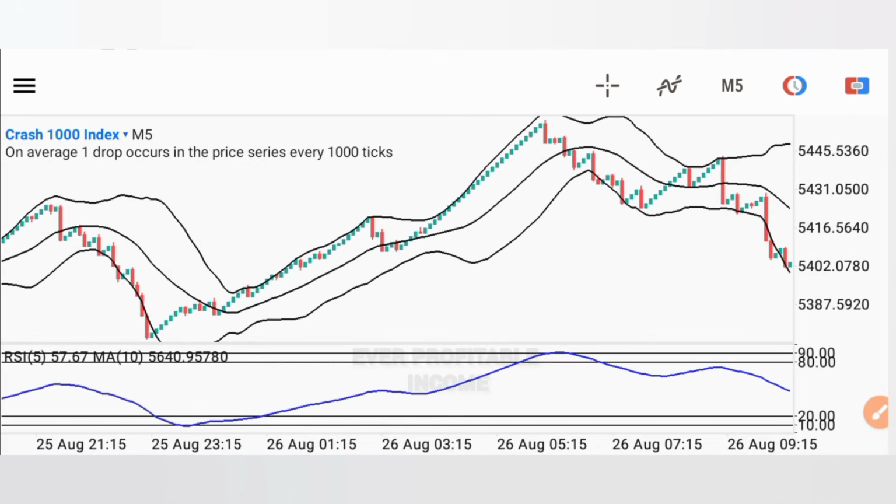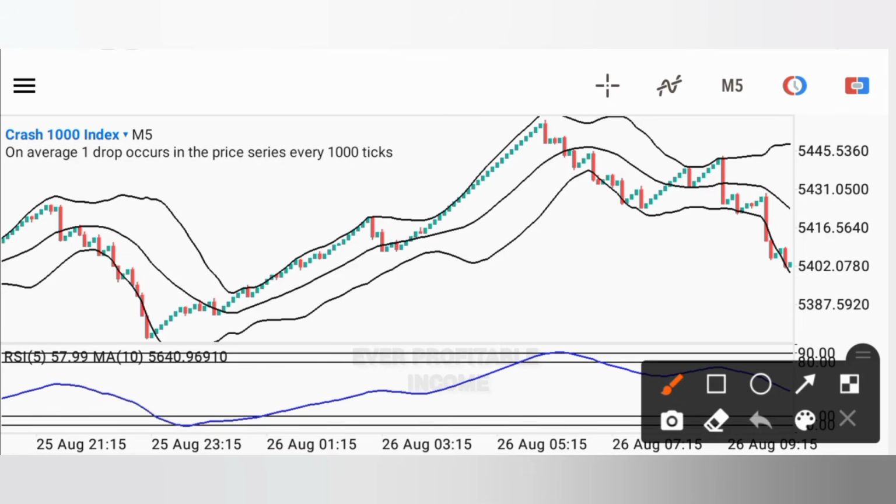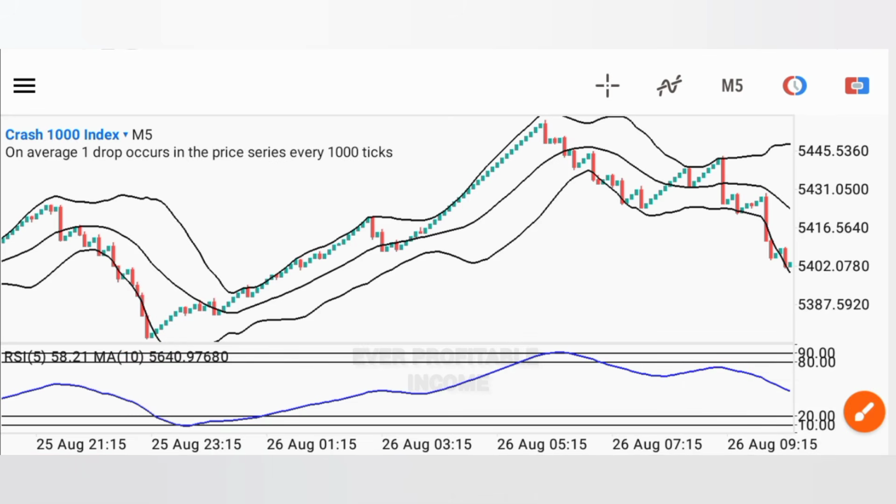Okay, so right here on crash, just as I explained on boom, but on crash you are going to be buying. You can actually use this strategy for both buying and selling, but I prefer to use it for buying on crash and selling on boom. So when we are on crash, we have to look out for price stretching outside the lower band of the Bollinger Band, and that is exactly what we have over here. Price stretches outside the lower band.